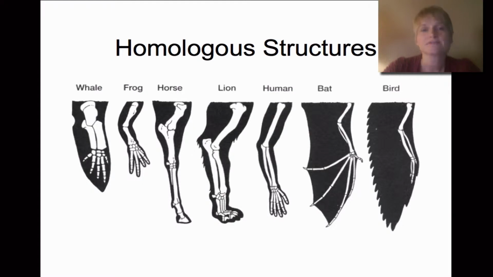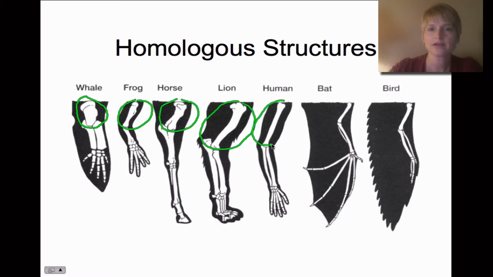So one thing we found out from the fossil record is that we have what's called homologous structures. A homologous structure is a structure that has the same basic design. So homologous means same. It has the same basic design even though it's in different species. So what we can look at with these limbs for each one of these species is we generally have this bone up here, and basically the same throughout these species. Small differences, as you would expect, but pretty similar.